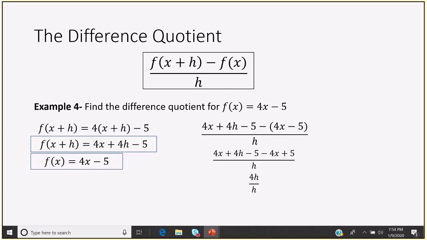And so my 4h over h becomes 4 because my h's will cancel out, and that is the difference quotient. That is the end of this lecture.